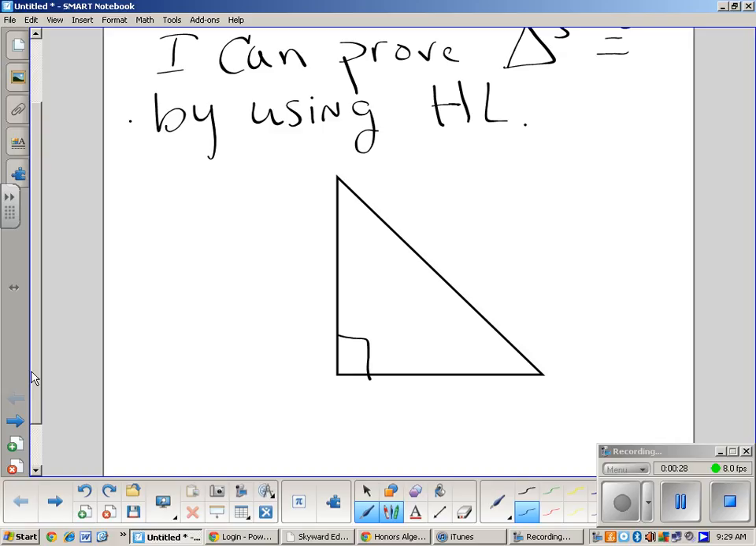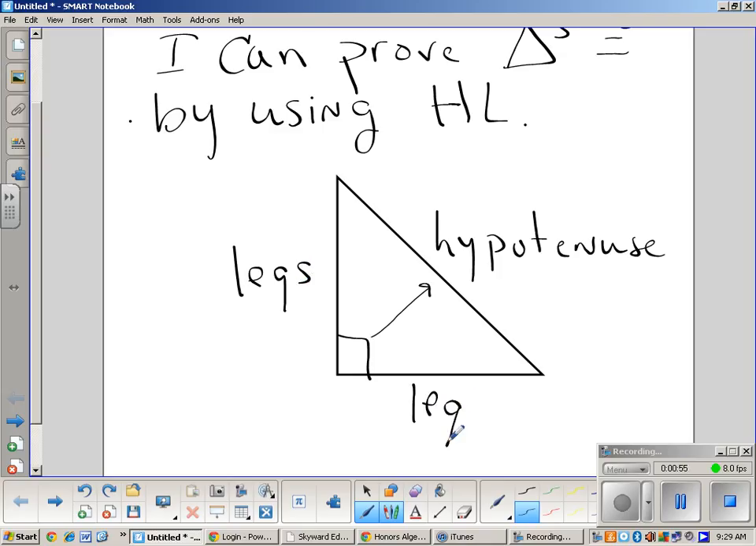If we remember a right triangle, the side directly opposite of the 90 degrees is called the what? Hypotenuse. Once we've identified the hypotenuse, the other two are the legs. Okay, so we need to understand what that is.